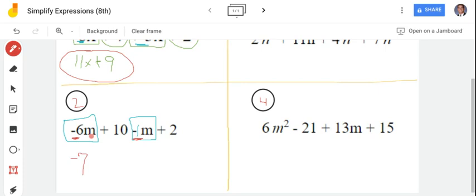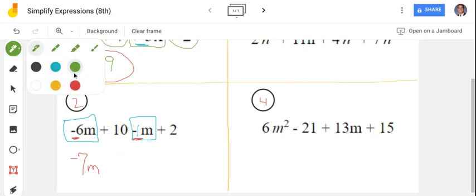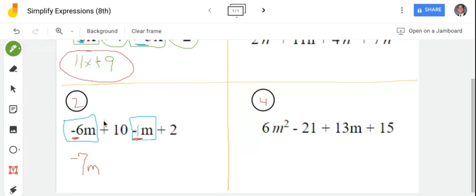And then I keep the variable, m, and I keep the exponent, which is 1. And remember, when the exponent's 1, you don't need to write it. So negative 6m minus 1m is negative 7m. Okay, move on to my constants now. So in my constants, I have this constant, 10. I'm going to use circles now. I just used boxes. I'm going to use circles now. I have a positive 10 and a positive 2.